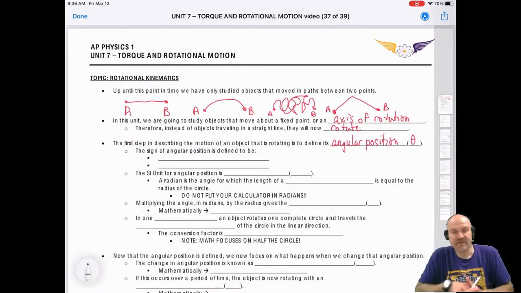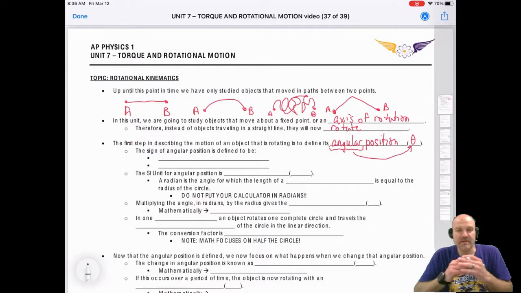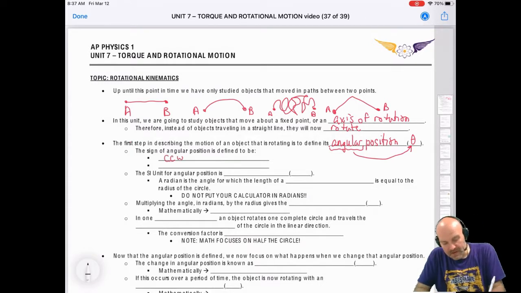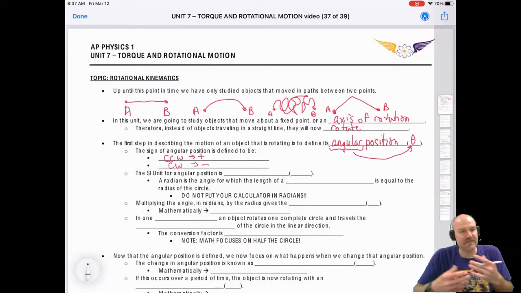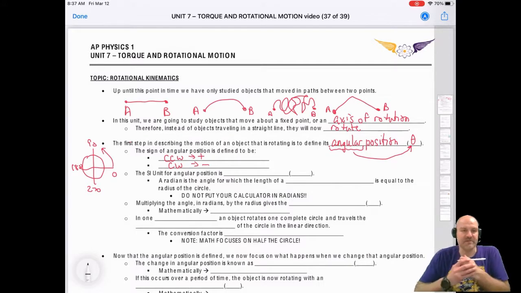Angular position is given as theta. Again, you see this word angular. If you remember anything from math, it pretty much goes back to theta. Now, one thing to note is that for the signs of angular position or angular anything, counterclockwise is our positive direction, clockwise is our negative direction. So what they basically say is that clocks are backwards in physics. The reason why is that if you think about the unit circle, we have to go all the way to math: angles are positive in the counterclockwise direction. So that's why the positive direction is counterclockwise.